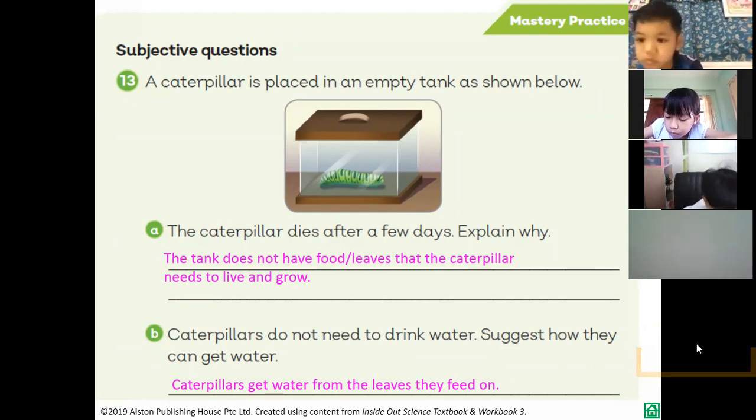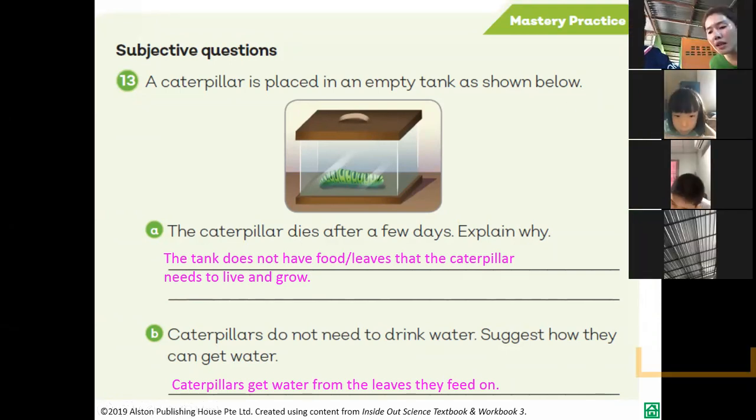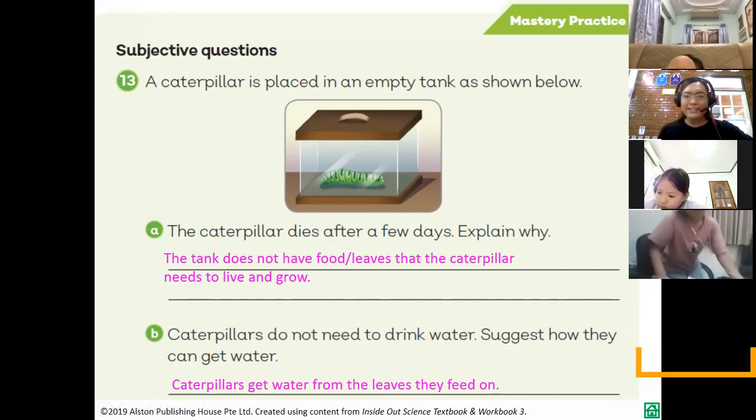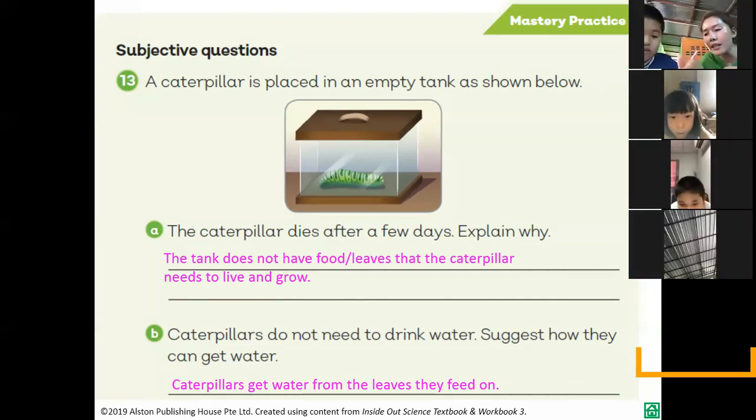Class, when you get back here in school, we will do an experiment about this one. Okay? We will do an experiment. Who likes to do an experiment? No one?